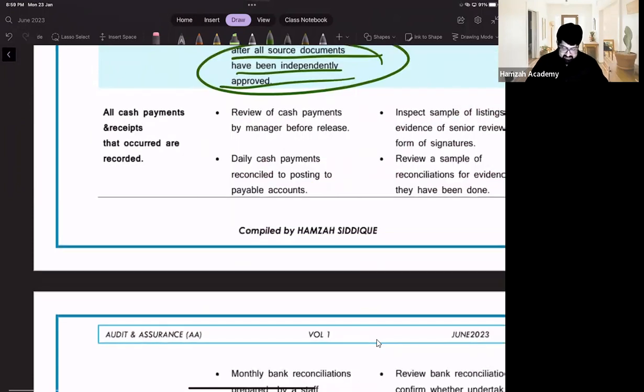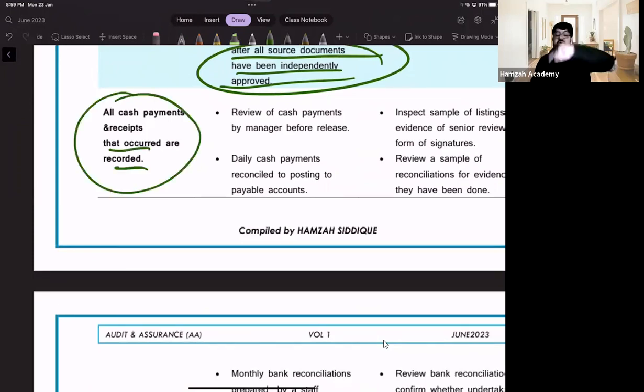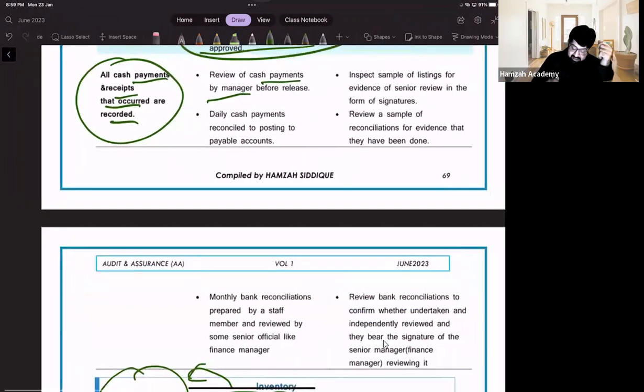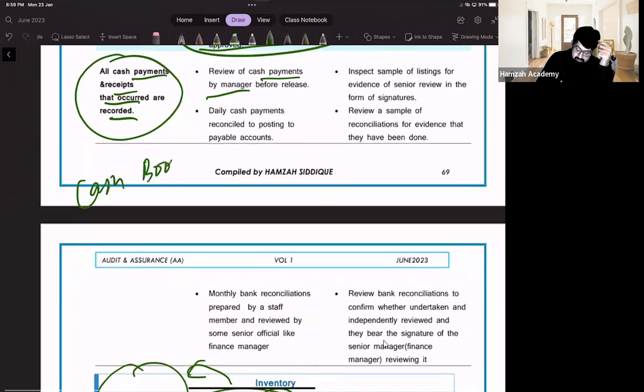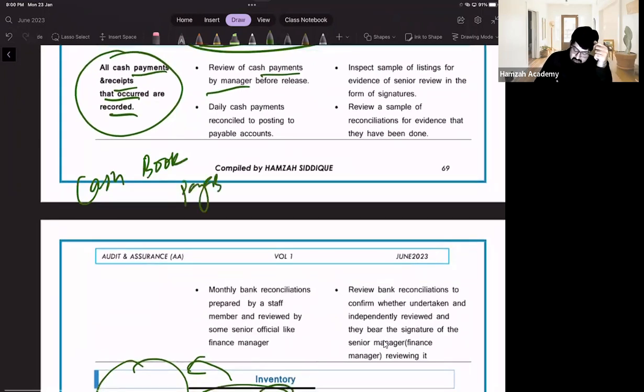Now, next, all cash receipts that occur should be recorded. Receipt and payment, whatever is being paid, received, that should be recorded. So the manager should review every cash payment before release. Review, approve. And daily cash payment, cash book and payable account, daily reconciliation and monthly bank reconciliation prepared by one person and reviewed by a senior official to identify cash book and bank statement difference.